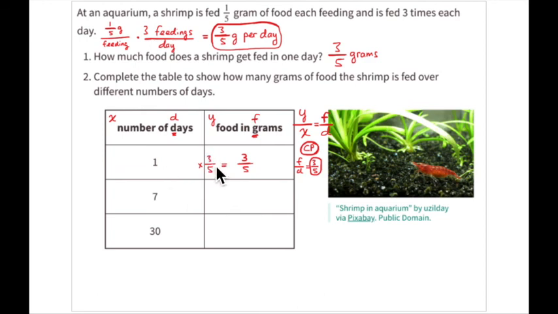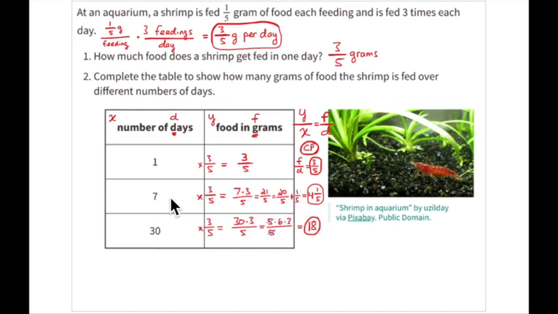So 1 day times 3/5 is 3/5 grams of food. 7 days times 3/5 is 21/5. Well, that's 20/5 plus 1/5, or 4 1/5 grams of food. 30 days is 3 times 30 is 90/5, and I would write that as 30 is 5 times 6 times 3, and that's all over 5 for fifths. The 5s cancel out, and you're left with 18 grams for 30 days.